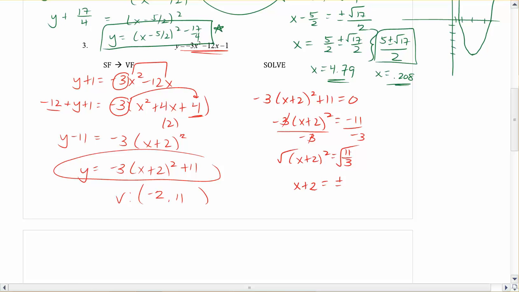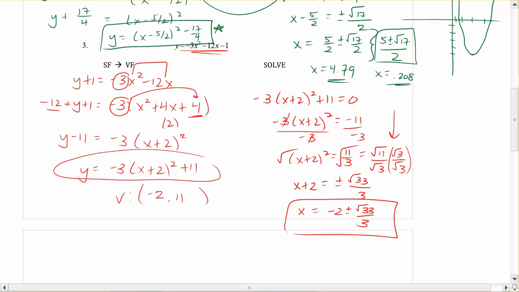Now, I can't simplify the square root of 11 or the square root of 3, so I'm going to have to leave root 3. But what I need you guys to do then is rationalize this answer. So multiply top and bottom by root 3. Root 11 times root 3 is root 33, and then root 3 times root 3 is 3. I'm going to solve for x by just subtracting 2 over, and that would be my solution.